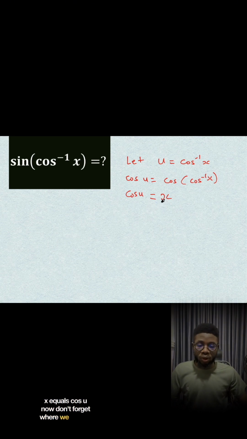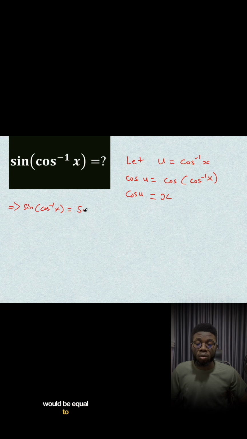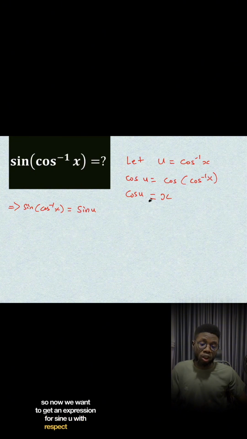Now, don't forget where we started from. We said let u equal cos inverse of x. The implication of that is that sine of cos inverse of x would be equal to sine u. So now we want to get an expression for sine u with respect to this.